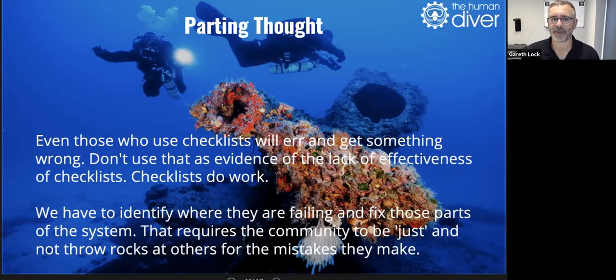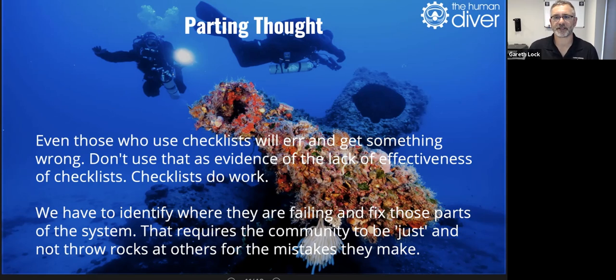So the final thing is a parting thought. We all make mistakes, and that includes using checklists. So when you hear about, oh, they had a checklist, it didn't work, therefore checklists are crap, understand why the checklist didn't get executed properly. Now, it might be a poor checklist design. It might be there were distractions. There might be a whole bunch of other things that were there. But don't immediately jump to the conclusion that says checklists are rubbish, they don't work, they take time up, and we can't afford to do that.